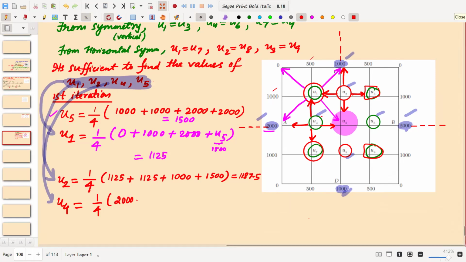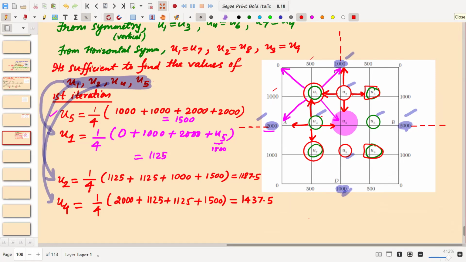2000 plus what is U1? U1 is equal to U7 from symmetry. So 1125 plus 1125 plus U5, which is 1500. So this value is 1437.